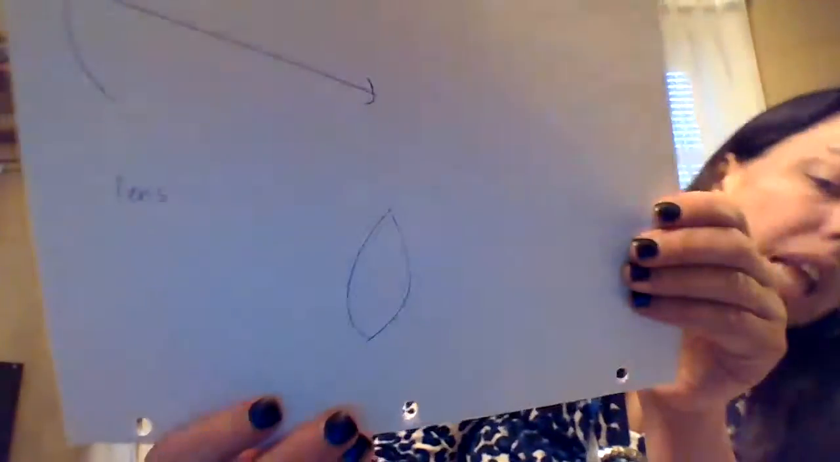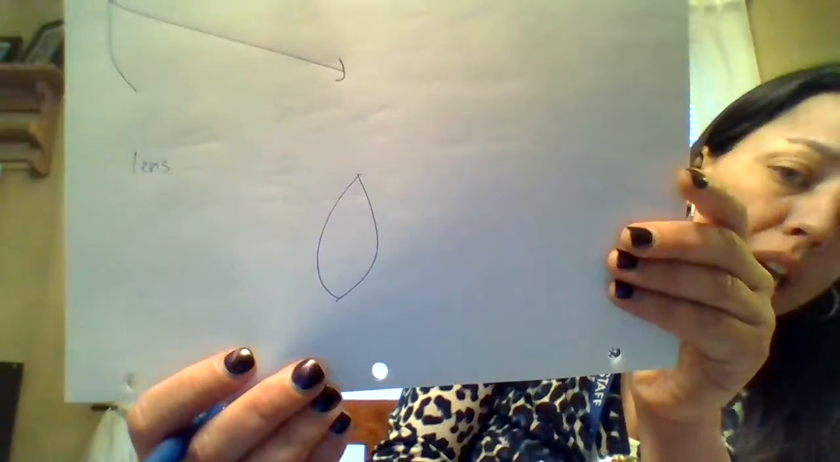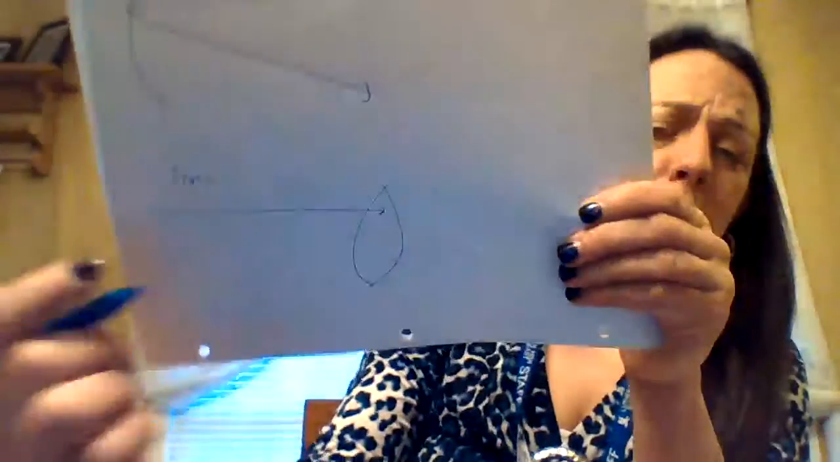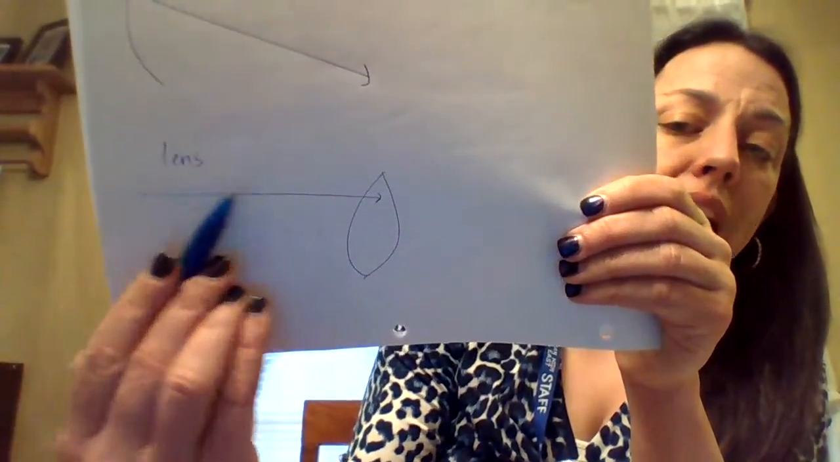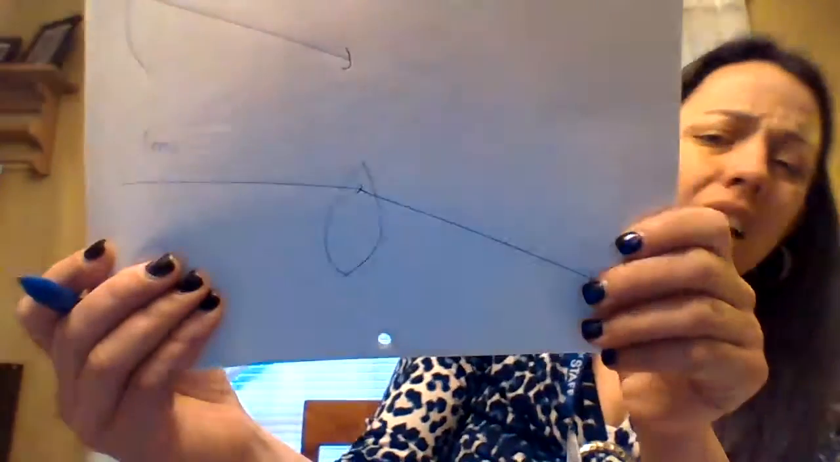I'm going to draw a teardrop-shaped lens right there in the middle. We have to draw it in the middle because I'm just going to pretend that this magically happens right in the middle. If there was a light going towards a lens, the light would not bounce back towards us. The light would bend through like that.